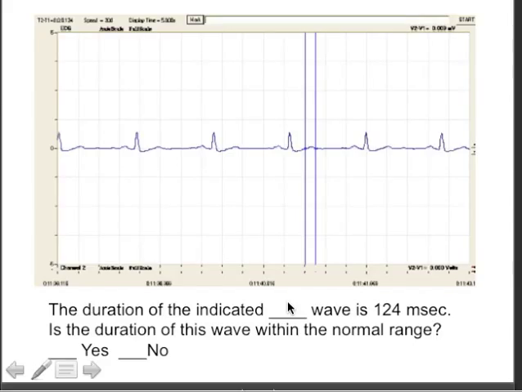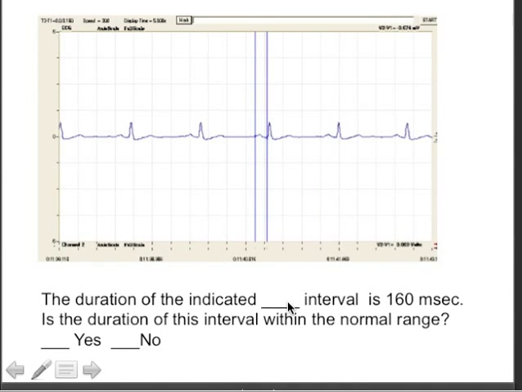Next question. The duration of the indicated T wave is 124 milliseconds. Is this duration within the normal range? And the answer is no. The normal range is 40 to 80 milliseconds. Next question. The duration of the indicated PR interval is 160 milliseconds. Is this duration within the normal range? And the answer is yes. The normal range is between 120 and 200 milliseconds.